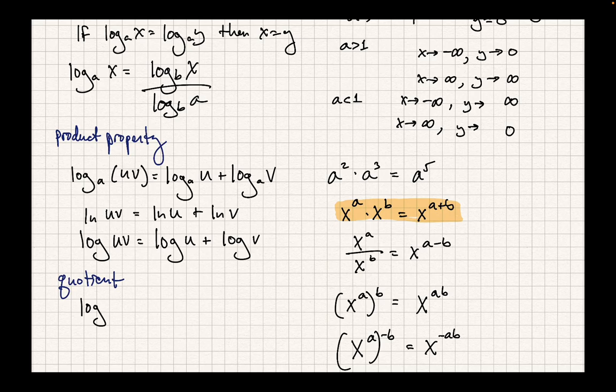What do you think the quotient property is going to look like? What should I write? Log base A of U over V. And what do we think it's going to be? Based on our sort of feeling or intuition and experience with exponents and logs, what do we think this is going to say? Can you just write it down without me giving it to you? It's okay if you don't know it. Just what do you think?